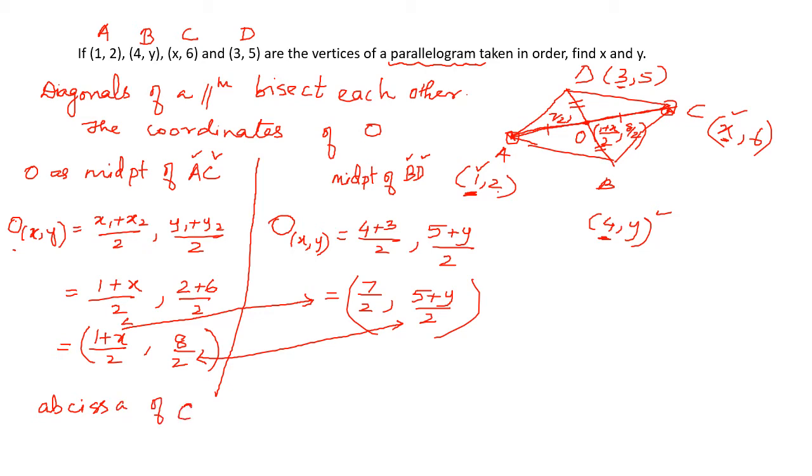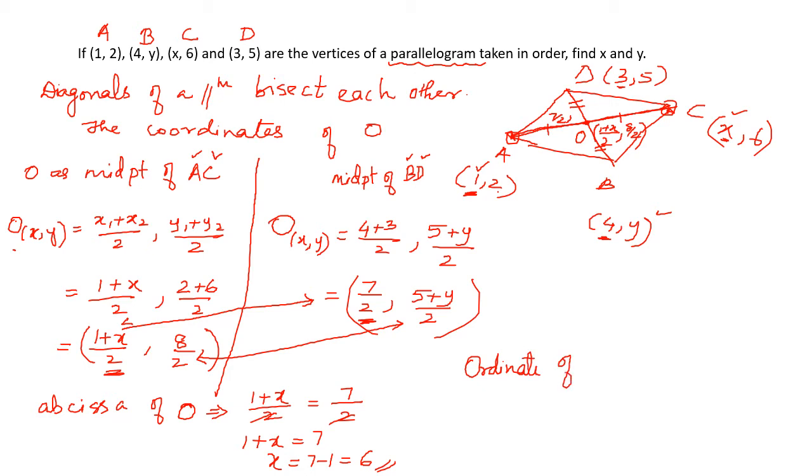Abscissa of O, that is the x term. What is the abscissa? 1 plus x by 2 is equal to 7 by 2. Do you understand? 1 plus x by 2 is the x term, and here the x term is 7 by 2. These two should be equal. So 1 plus x by 2 is equal to 7 by 2. Denominators are equal, so that gets cancelled. So you get 1 plus x is equal to 7, or x is equal to 7 minus 1, that is equal to 6. Now what about the ordinate?